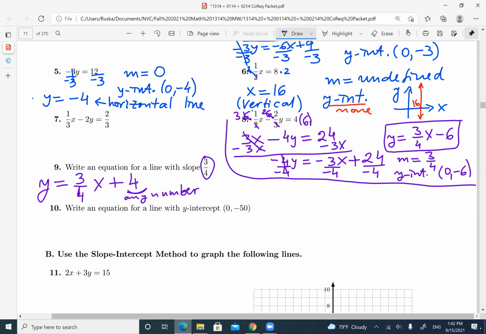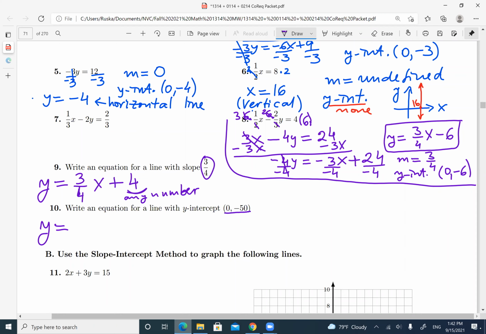Now, the next one is write the equation for a line with the given y-intercept. So again, think about what the equation would be if the y-intercept is 0, -50. Just give me an example. y equals 3/4x, minus 50. Yes, -50, that's right.